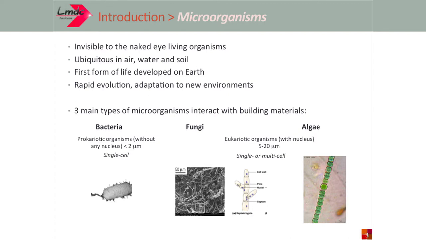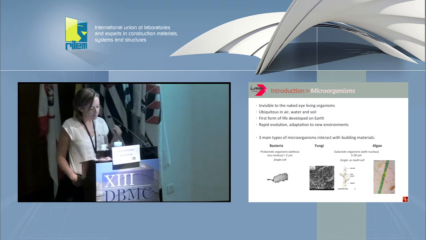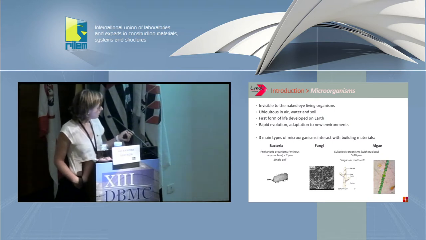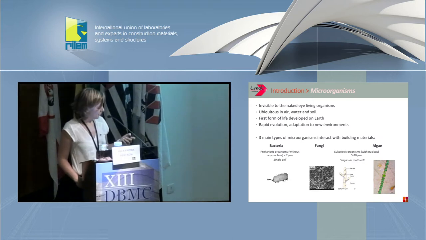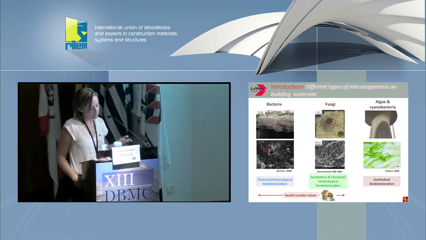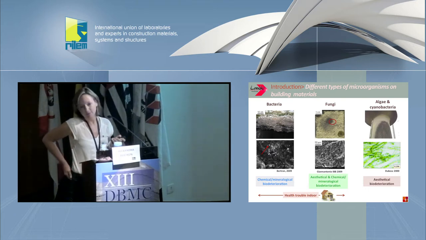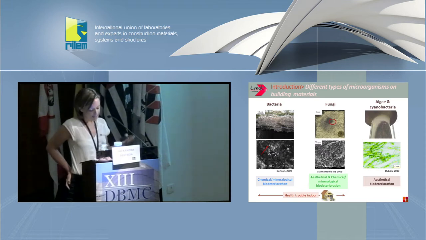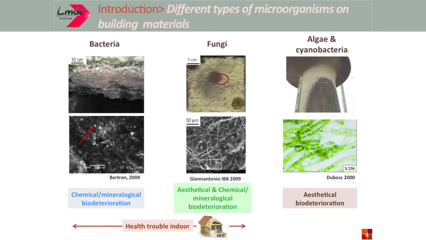Bacteria, which are the smallest organisms, single cells under 2 micrometers, and also fungi and algae, which are larger microorganisms. Fungi, for example, are characterized by this filament shape, which is called hyphae. So bacteria are mainly responsible for chemical and mineralogical biodeterioration. Algae and cyanobacteria are responsible for aesthetic biodeterioration, and fungi are responsible for both aesthetical and chemical biodeterioration. Moreover, inside humid buildings, bacteria and fungi are responsible for health trouble indoor.